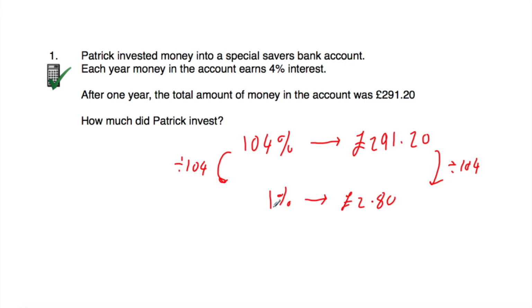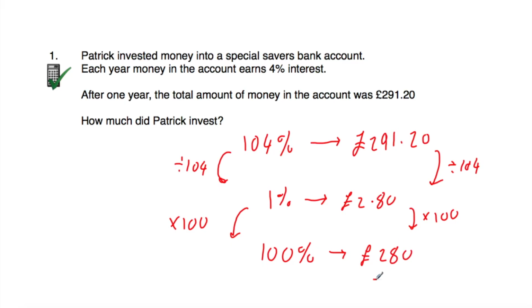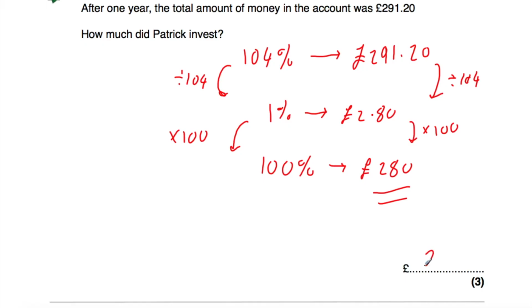Now we want to find out 100%, what he started with. So let's multiply by 100, and let's multiply by 100. If we take our 1% and times by 100, that would be 100%, the total amount that he started with. And that would be equal to 2.8 times 100, which is £280. So that means that Patrick started with £280. And that's it. How much money did Patrick invest? The answer is £280. So that was one approach.